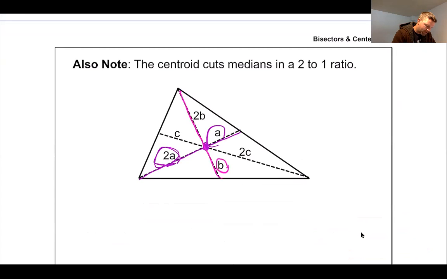Again, their lengths aren't necessarily the same length, like B and A aren't necessarily the same length, but whatever B is, this long part of it will be twice that, 2b.